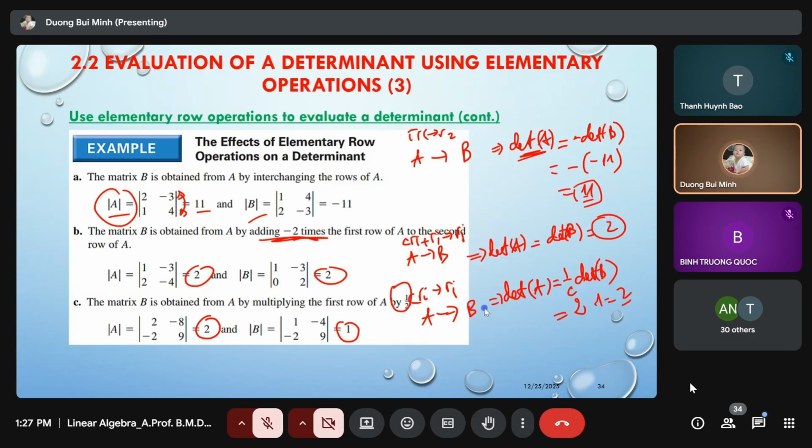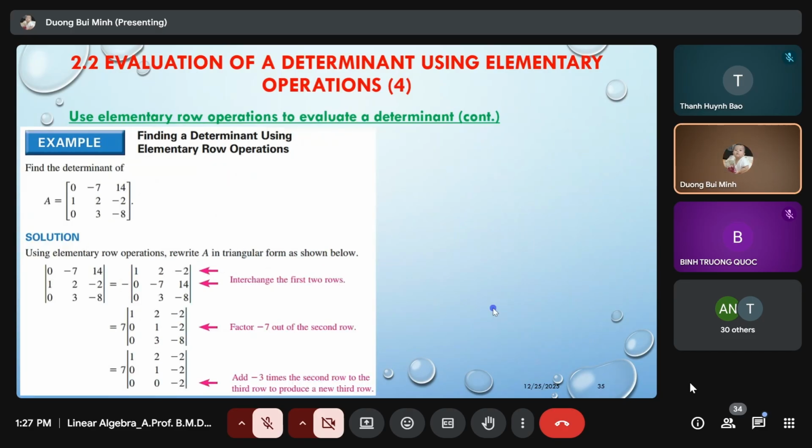Okay. So now we consider a square matrix with 3 rows and 3 columns. So over here we have A. And then we interchange. So if I interchange, I get what? We interchange R1 and R2.